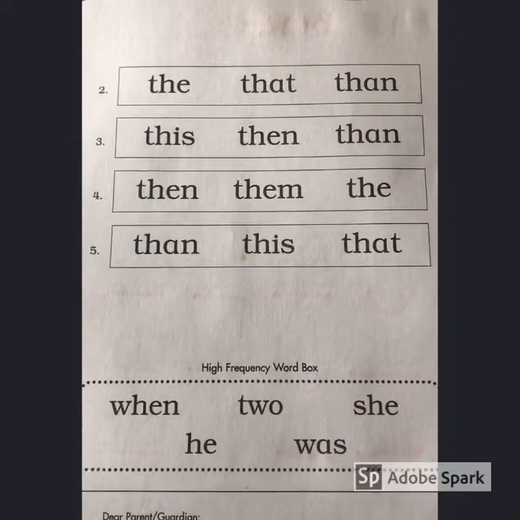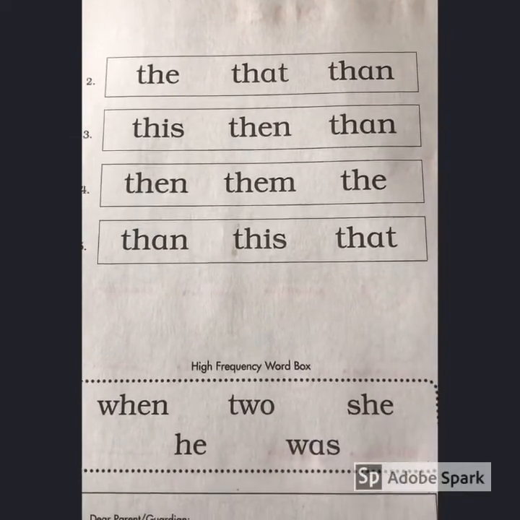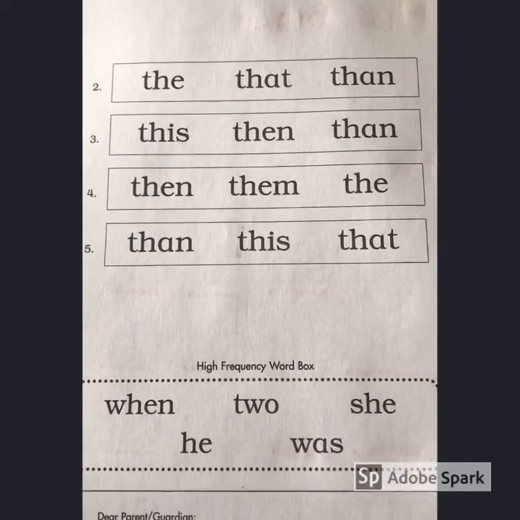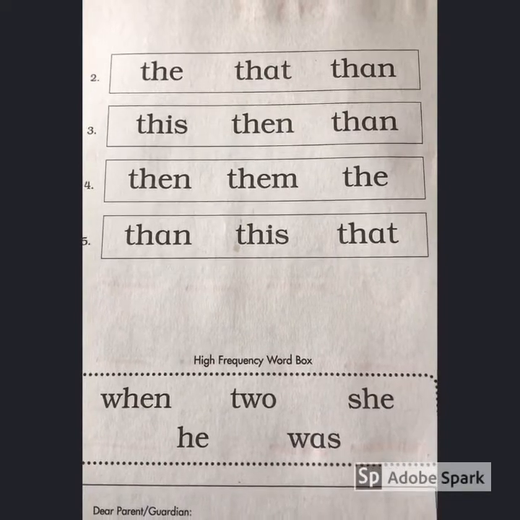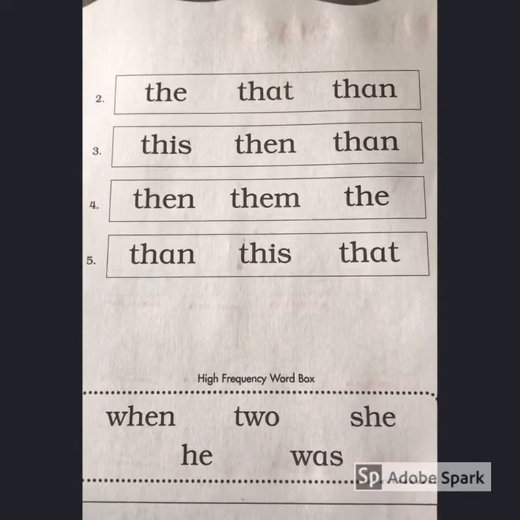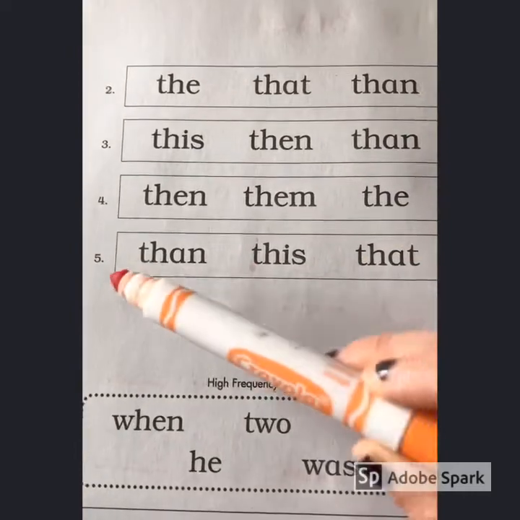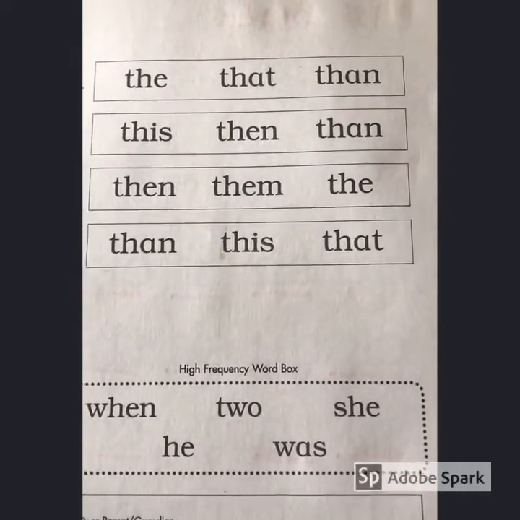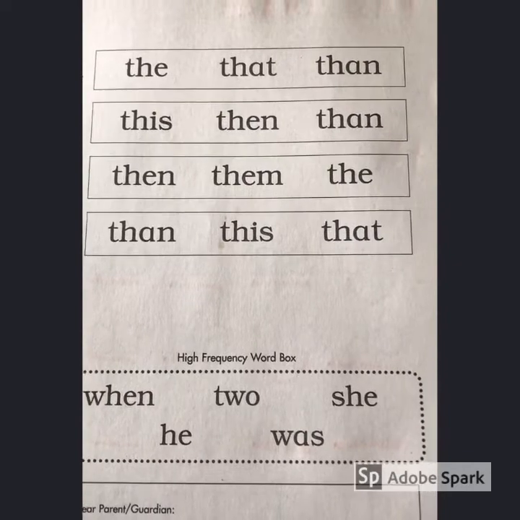Okay, now we're on number 4. Circle the word the. The. And this is a sight word, so it should be pretty easy for us. And number 5, circle the word than. Than.